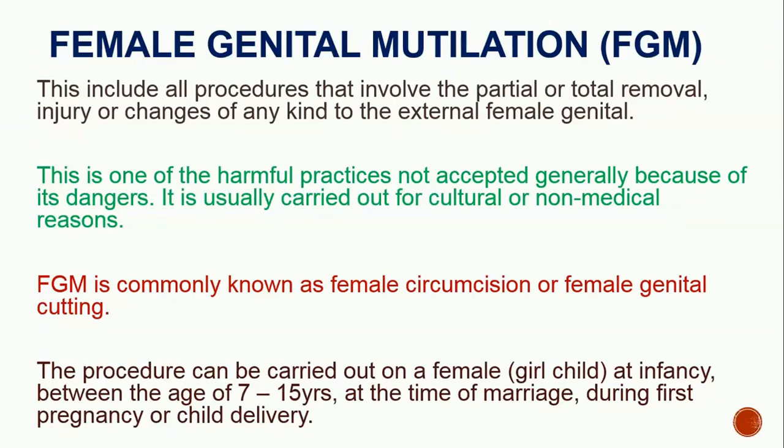Now, female genital mutilation is one of the harmful practices not accepted generally because of its danger and its negative effects. It is usually carried out for cultural or non-medical reasons. FGM is commonly known as female circumcision or female genital cutting. The procedure can be carried out on a female or a girl child either at infancy, between the age of 7 to 15, at the time of marriage, during the first pregnancy, or the first child delivery.